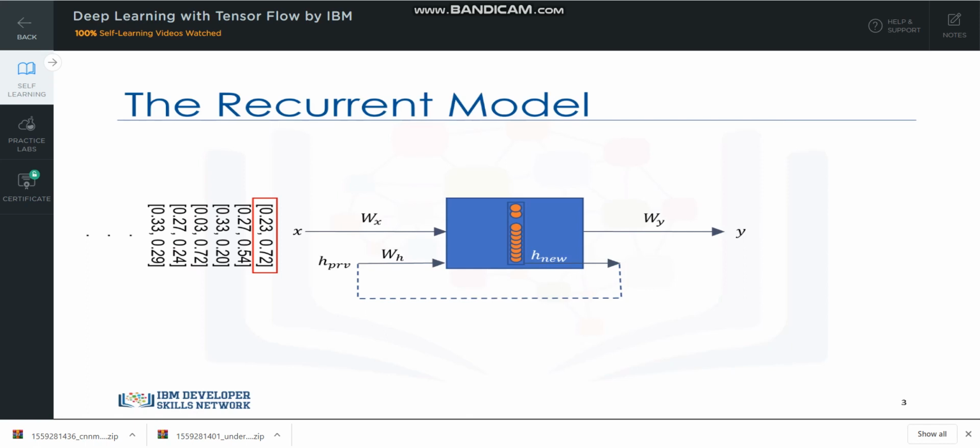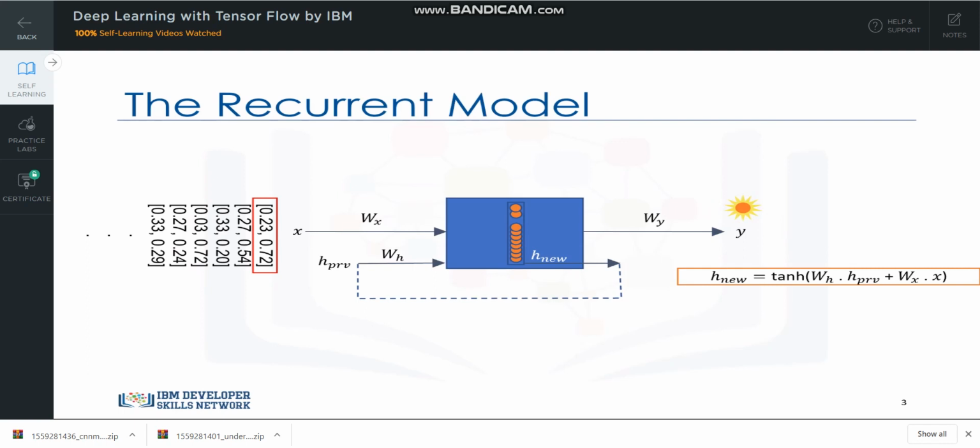As we mentioned before, the hidden units also receive the previous state or the context, denoted as H previous, along with the input. Then, in the hidden layer, two values will be calculated. First, the new or updated state, denoted as H new, is to be used for the next data point in the sequence. And second, the output of the network will be computed, which is denoted as Y.